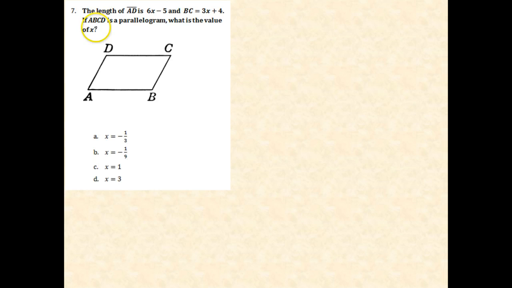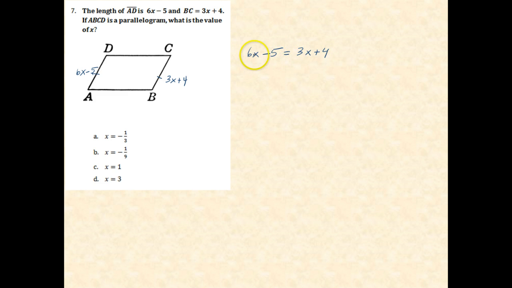Alright, again we got, if ABCD is a parallelogram, what is the value of x? The length of AD is 6x minus 5. And the length of BC is 3x plus 4. Well, one of the theorems about parallelograms is that opposite sides are congruent. So that means that 6x minus 5 has to equal 3x plus 4.